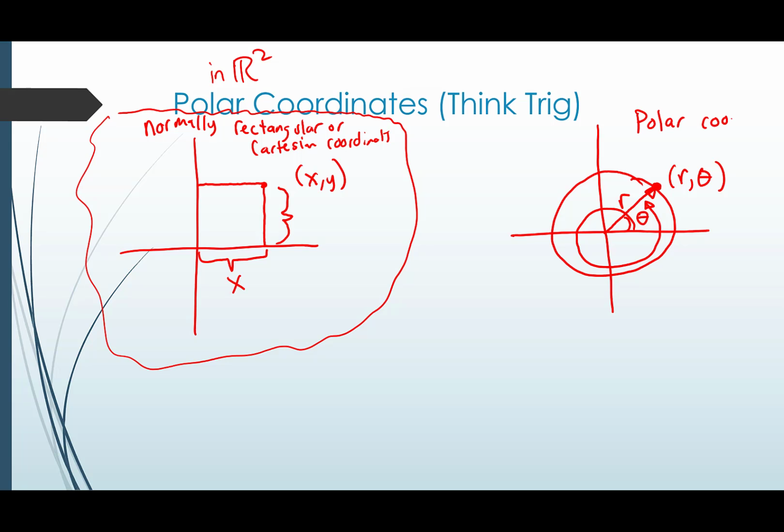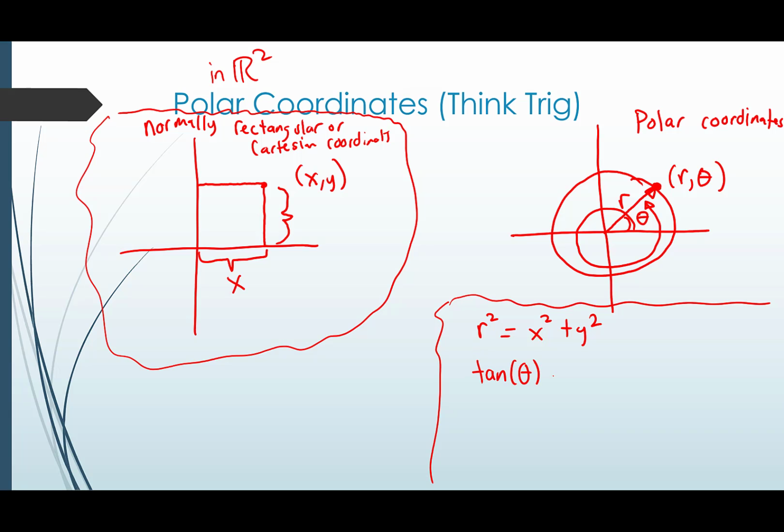So remember, we do have some conversions, and this is all coming from SOHCAHTOA and trig. So we have that r squared is equal to x squared plus y squared. That's coming from the Pythagorean theorem. We have that tangent of this angle, and this is the TOA part of SOHCAHTOA, is y over x. Tangent is opposite over adjacent. That's where that formula is coming from.